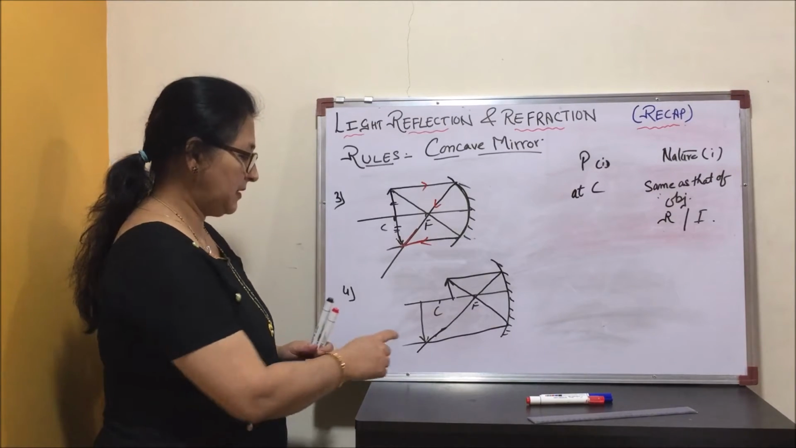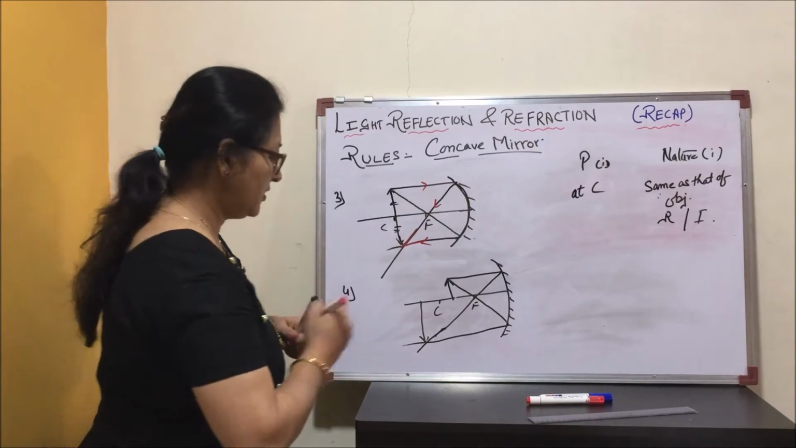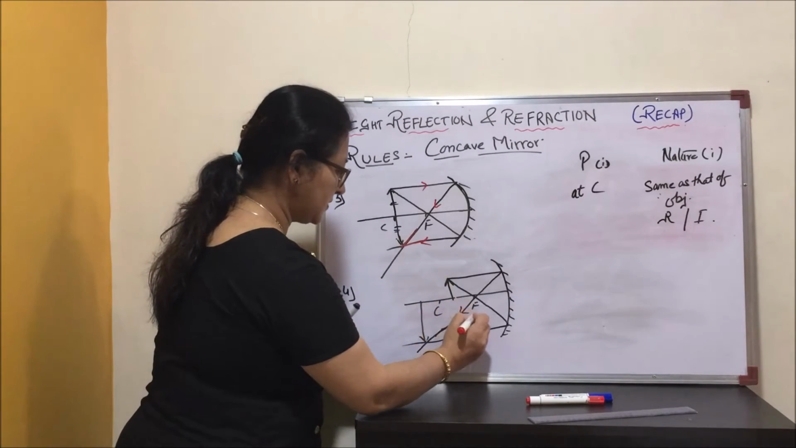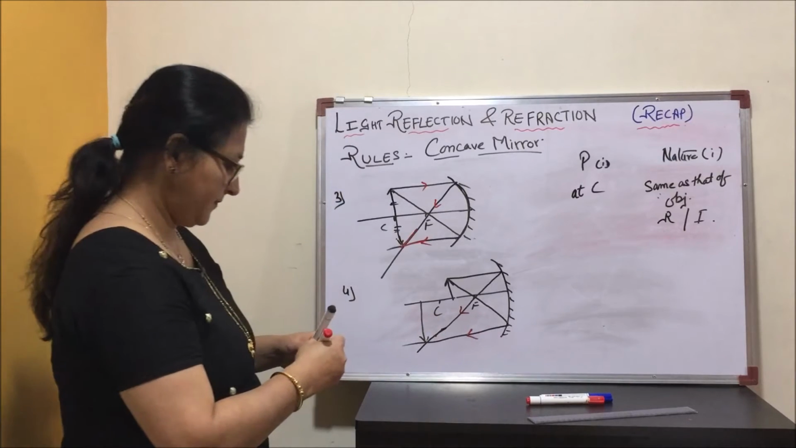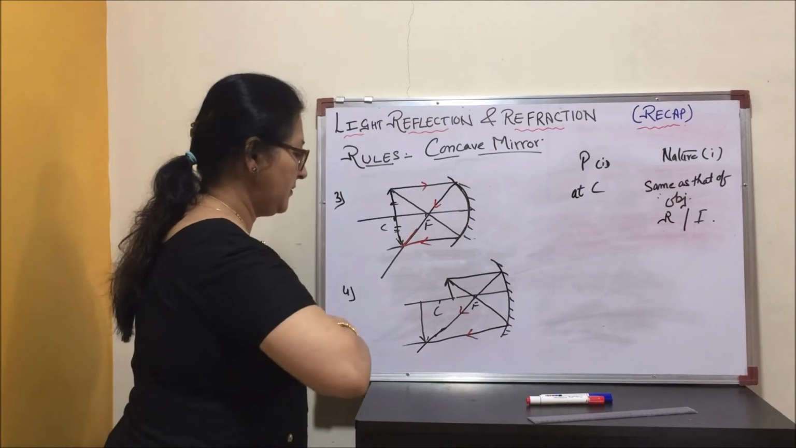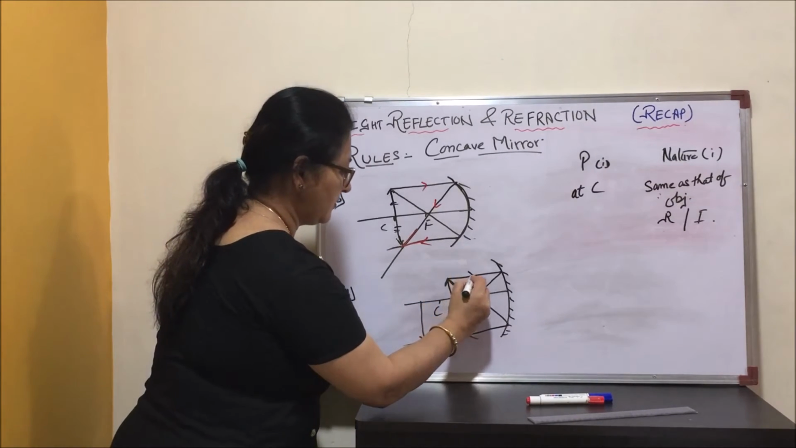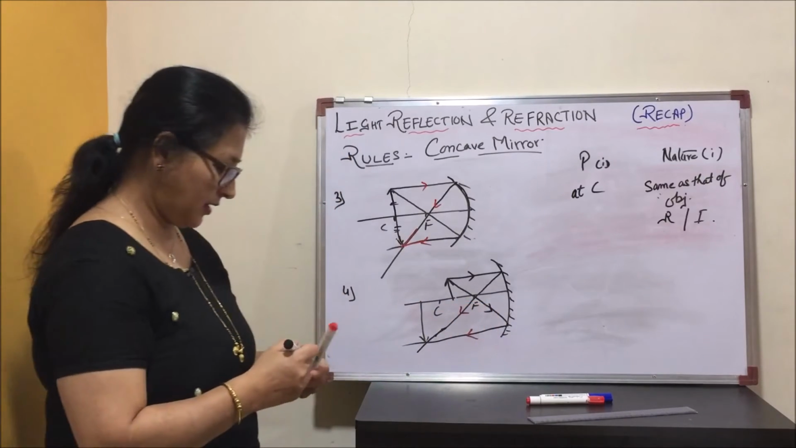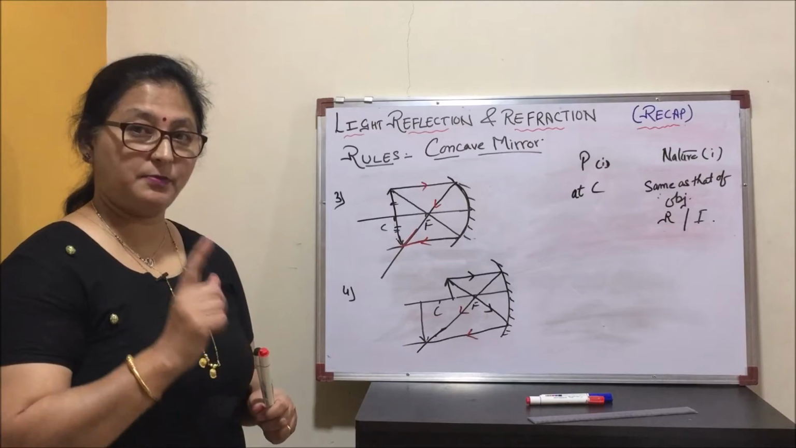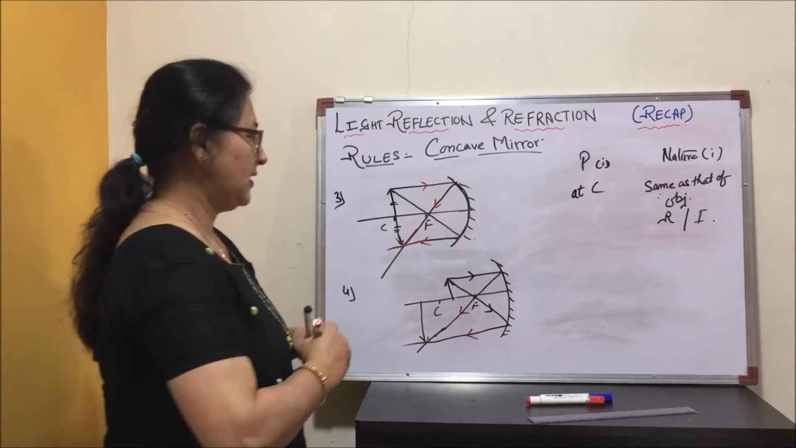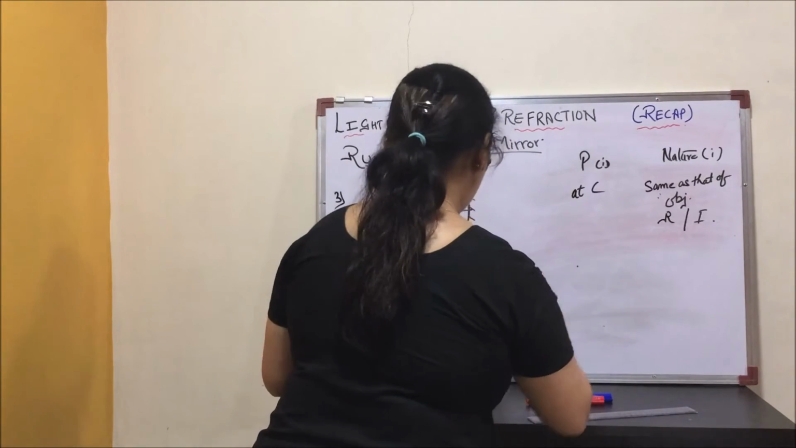Now if you see, the image is formed here. This is the reflected ray. This is also a reflected ray. This is also a reflected ray. So incident ray and incident ray. Now if you see the position of the image, the position of the image is beyond C, right? It is beyond C.